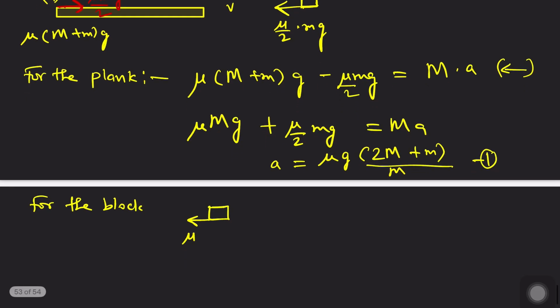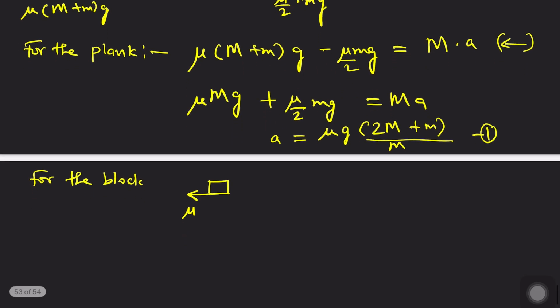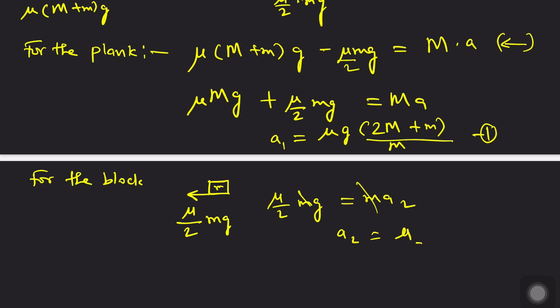Now come back to the block. It is acting mu by 2 mg in this direction, and the mass is m only. So the acceleration of this will be mu by 2 small m into g is equal to m into a2, where this is a1 and this is a2. So m cancels, and a2 is equal to mu by 2 into g. This is also in the backward direction.